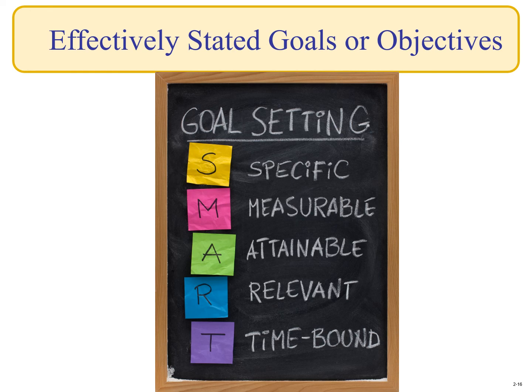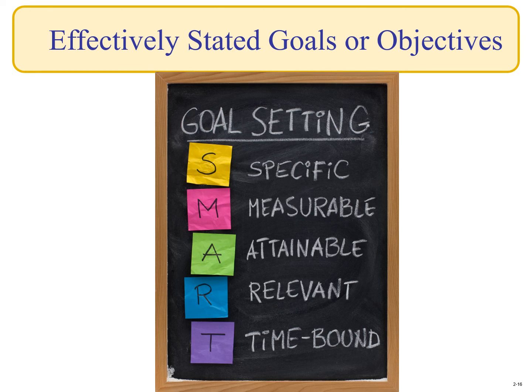Then the third one is it should be attainable. If you are a new organization, you just started your business, and then you say, I want to have the top market share in the next 5 years, that is maybe not very attainable. So you need to go step by step. You need to know where you are, and state goals that you think are going to be attainable.